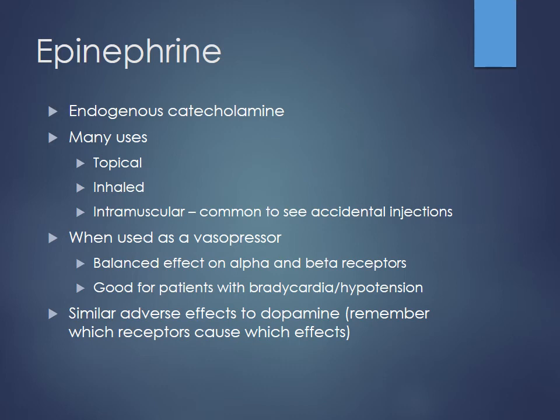But anyway, when it's used as a vasopressor, you're going to find that epinephrine has a very balanced effect on both the alpha and the beta receptors. Okay, so if your patient is bradycardic and hypotensive, this is a great drug to help beef up both of those aspects. So positive contractility, positive effects on the peripheral resistance. And again, similar side effects to what we saw with the dopamine. Alpha effects, you can see decreased perfusion to certain organs. With the beta effects, more risk for arrhythmias, and also extravasation problems as well.